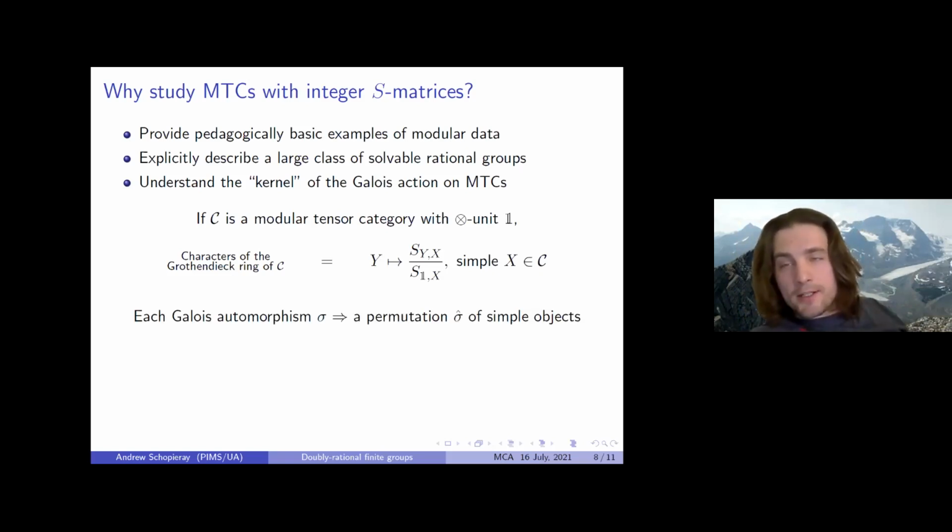And the Galois action: if I have some Galois automorphism, again, these characters take values in the algebraic integers. In fact, cyclotomic integers of a very predictable order. Any Galois automorphism of that field in which these character values lie corresponds to a permutation of the simple objects, which is just applying the Galois automorphism to the character itself. Okay? So you can think about this as a permutation of characters, but because of the correspondence with simple objects, it's really a permutation of the simple objects.